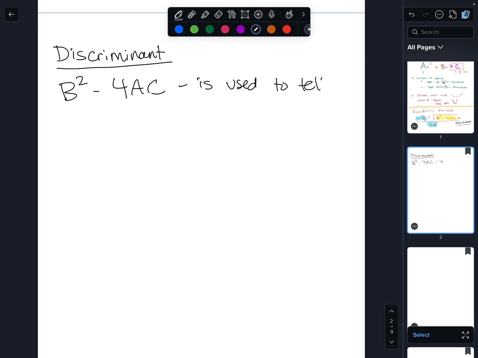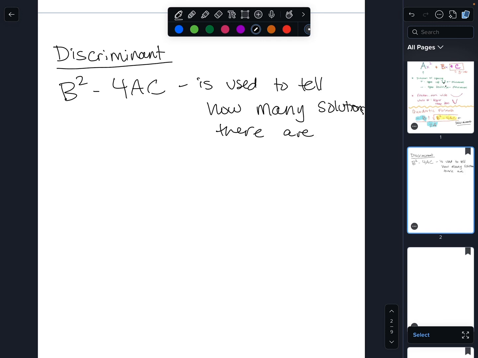And this formula is used to tell how many solutions there are. And let's do a quick recap.